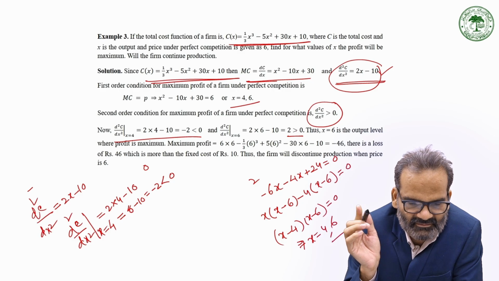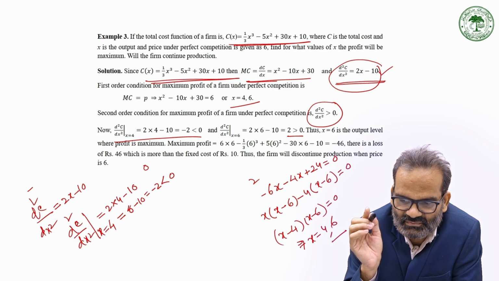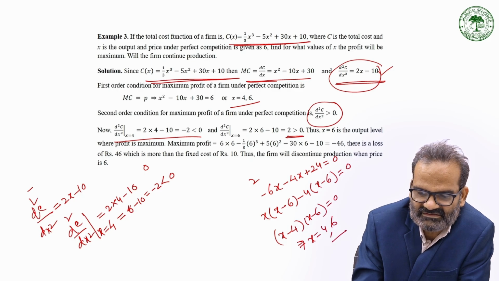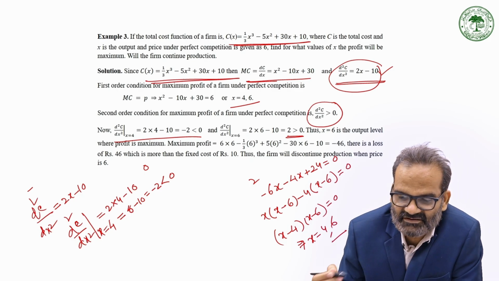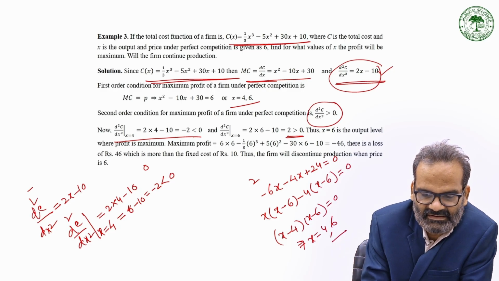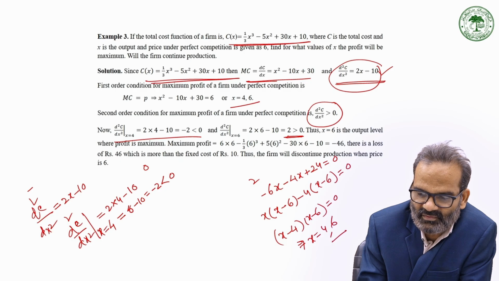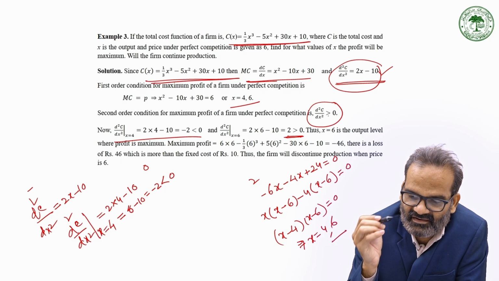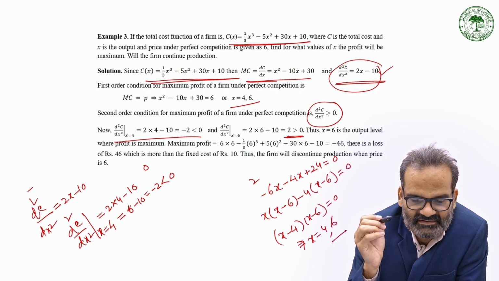So what will happen at x equals 6? Thus x equals 6 is the output level where the profit is maximum, second derivative should be positive, right? This is positive. The condition here is different, because the second derivative should be positive. So here the second derivative is coming out to be negative, and here the second derivative is coming out to be positive. So at x equals 6, the second order condition is satisfied. So what does it mean? Thus x equals 6 is the output level where profit is maximum, right? Now we can calculate the maximum profit.